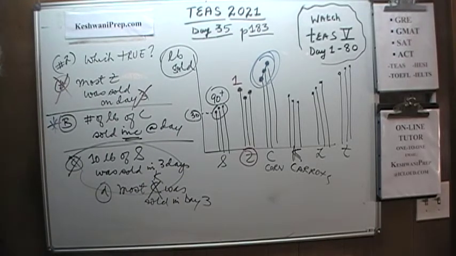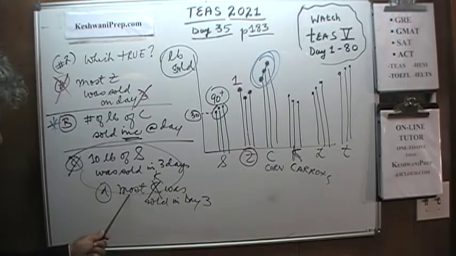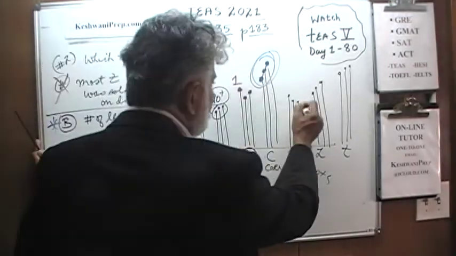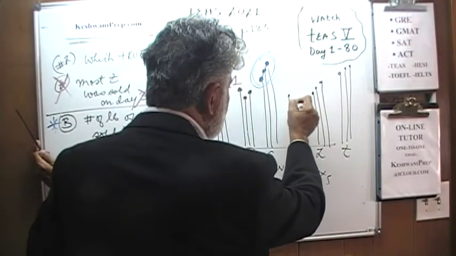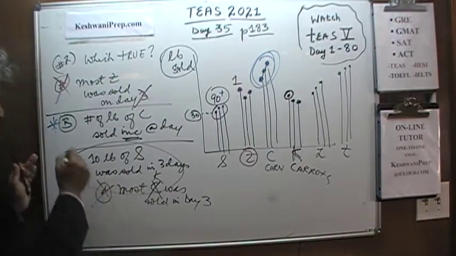Answer choice D says, which is why it's important that you have the book in front of you, it says most carrots were sold on day 3, so we have to go to carrots. That's not true. We did not sell the most carrots on day 3. We sold the most carrots on day 1. That is wrong. The answer is B.